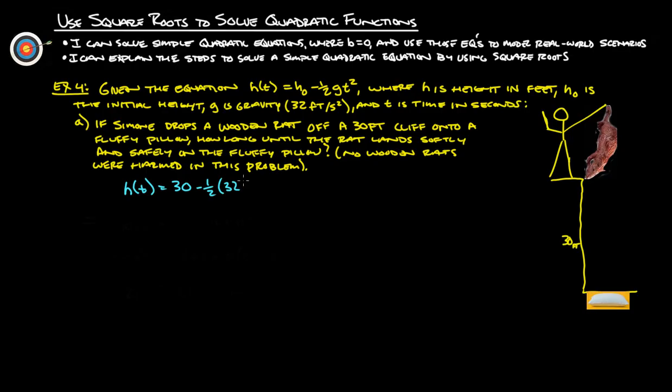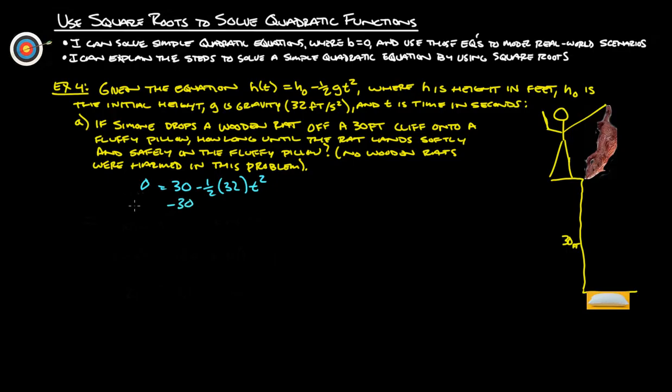And then it's going to be times time squared, right? And what do we want the height to be at the end? We want the height to be 0. So instead of putting h of t, we know that we want the height to equal 0. So now we're just going to solve this thing for t, and then away we go.